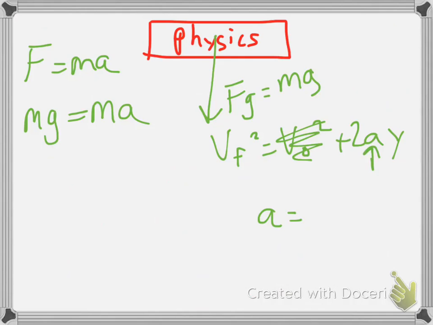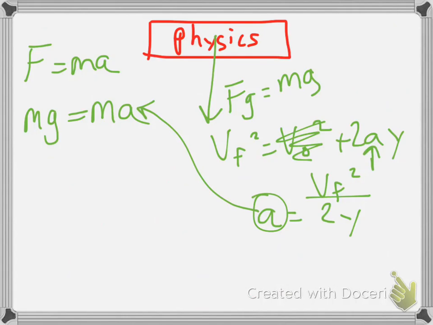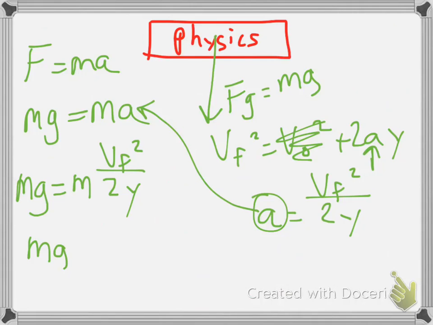So that means our acceleration is vf squared over 2y. Just doing some quick algebra. I'm going to take that acceleration, plug it in there. Okay, so we have mg equals m times vf squared over 2y. I'm going to write this in a slightly different way. I'm going to multiply y to the other side and say mgy equals 1/2 mvf squared.